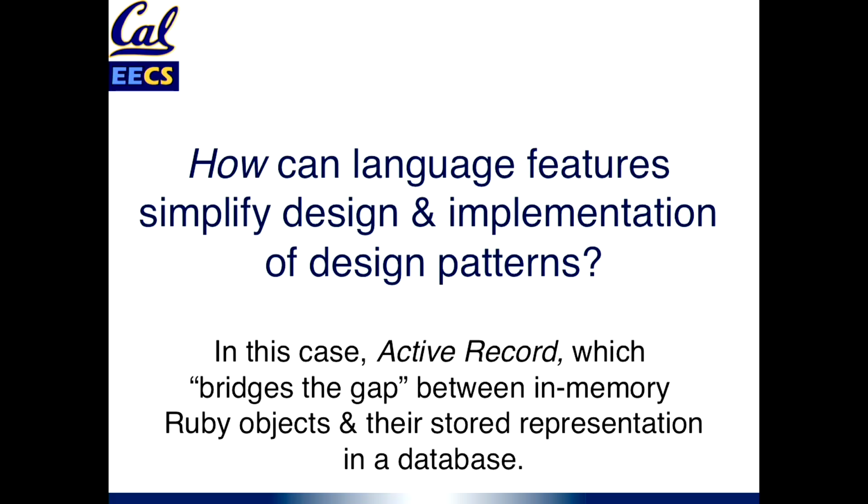It's a way, like we said earlier, of thinking about how you connect in-memory objects that are instances of a Ruby class with the representation of those objects when they're stored in something like a persistent database. So the thing that Active Record tries to answer for us is, how can we use some of the interesting language features we've seen, like reflection and metaprogramming, to simplify how this design pattern is provided to us and how it's implemented? And in this case, the design pattern in question is Active Record, which bridges the gap between instances of a Ruby class that you've defined and their stored representation.